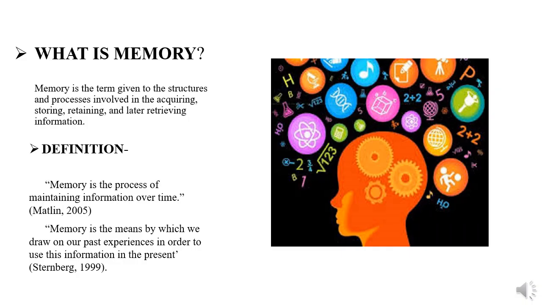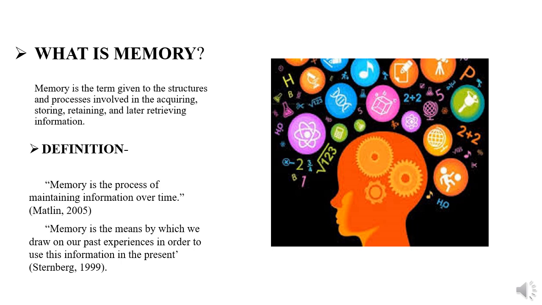So now let's start with what is memory. Memory is the term given to the structures and processes involved in acquiring, storing, retaining, and later retrieving information. And here are two definitions given. Memory is the process of maintaining information over time, given by Maclean in 2005. Next definition is memory is the means by which we draw on our past experiences in order to use this information in the present, given by Sternberg 1999.